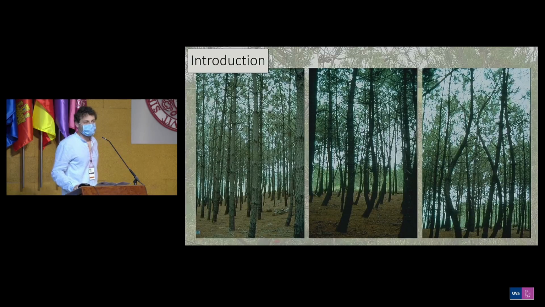Nowadays we find different populations of Pinus pinaster in the Mediterranean region, which show high genetic variability and high phenotypic variability. You can see on your left very straight pines, but going to the right, we have some populations that show very crooked stems. They're not straight at all.